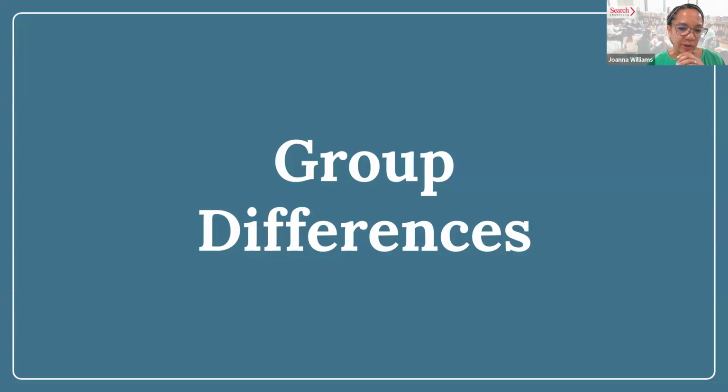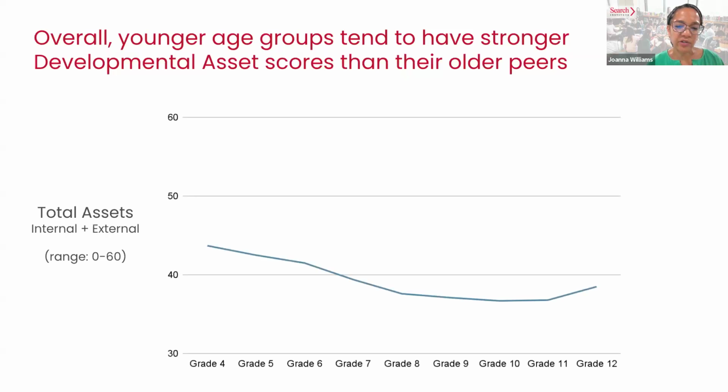So let's start by looking at developmental patterns over grade, which is a proxy for age. When we look at our total internal and external asset scores, we see that there is a decline. Our fourth and fifth graders are reporting higher scores than, say, our eighth, ninth, and 10th graders, where it bottoms out and then starts to trend upwards among older young people in the sample.